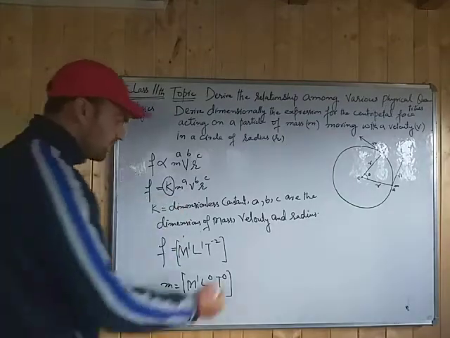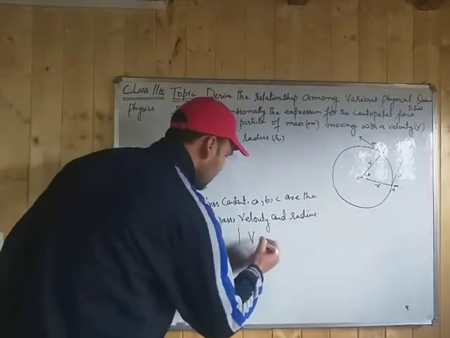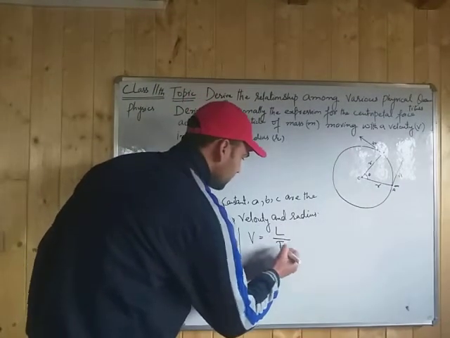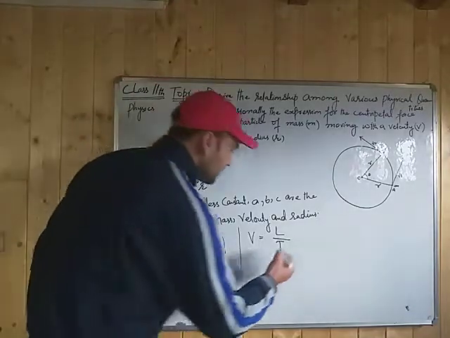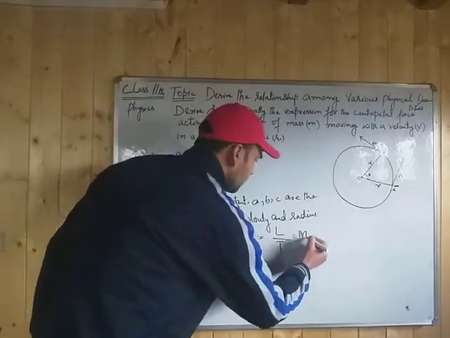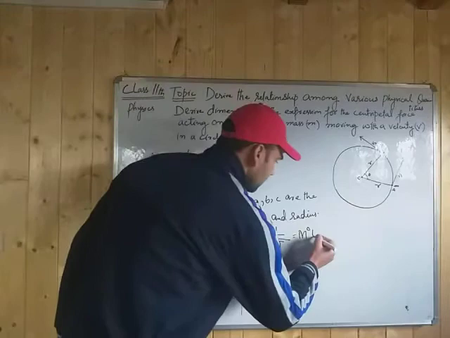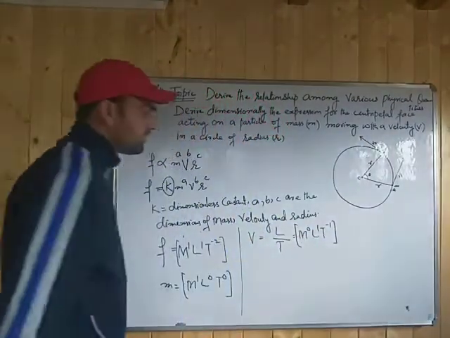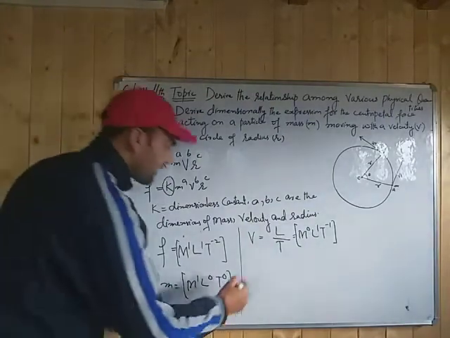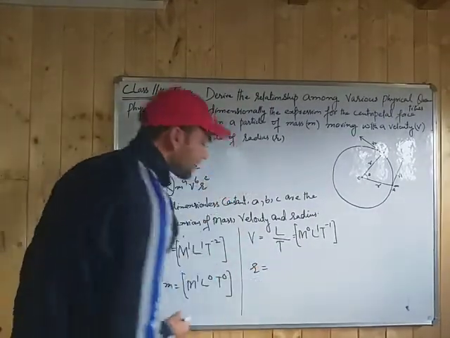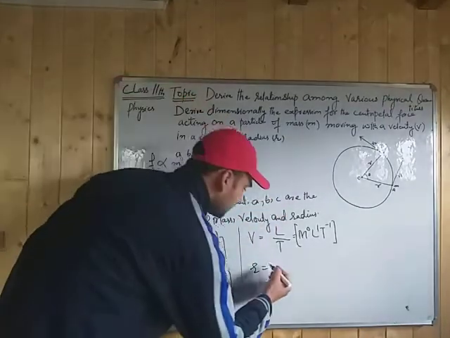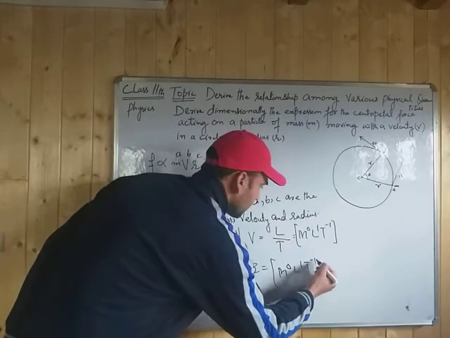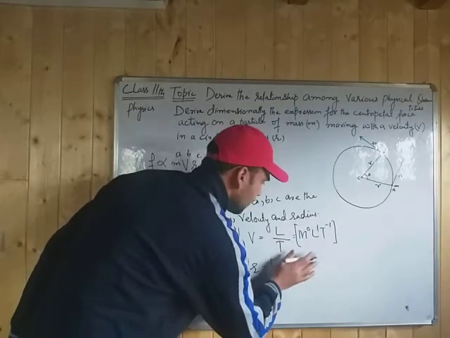Similarly, we have velocity. The dimension formula of velocity is L divided by T, that is displacement divided by time. So that will be M0, since mass is absent, L1 T raised to power minus 1. That's the dimension formula of velocity. Then we have radius r. R means length, so we can write it as M0 L1 T0.